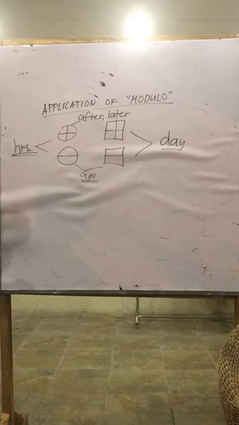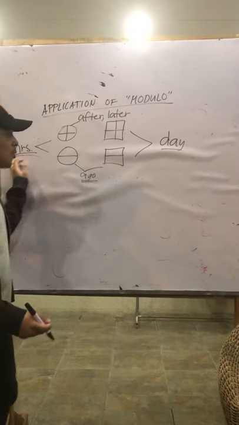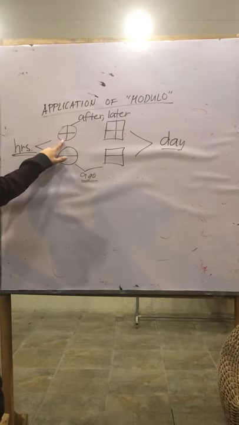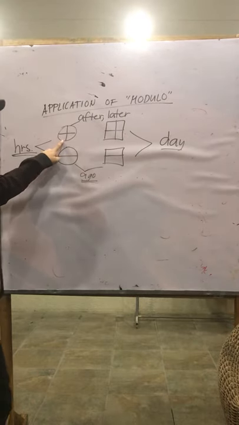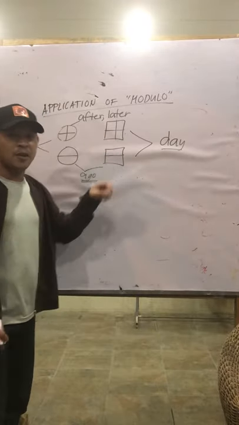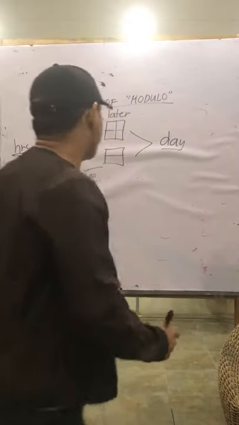So take for example 7 hours ago, therefore you will be using this because hours. 7 days ago, therefore we will be using this. This one, 12 hours after, or after 12 hours. And this one is 7 days later. Okay, in order for you to understand it better, let us have this example.